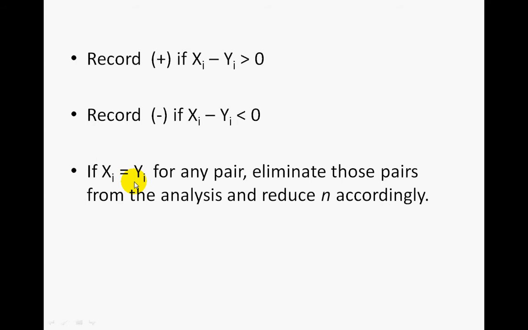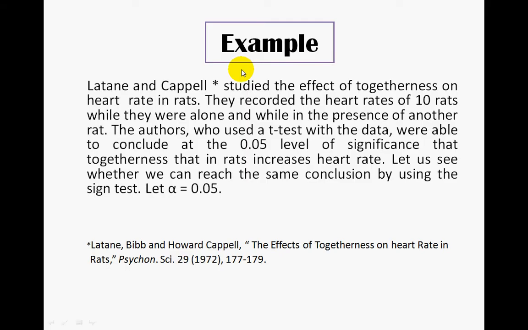Let's see the example. Layton and Keppel studied the effect of togetherness on heart rate in rats. They recorded the heart rates of 10 rats while they were alone and while in the presence of another rat. The authors, who used a t-test with the data, were able to conclude at the 0.05 level of significance that togetherness in rats increases heart rate. Let us see whether we can reach the same conclusion by using the sign test.